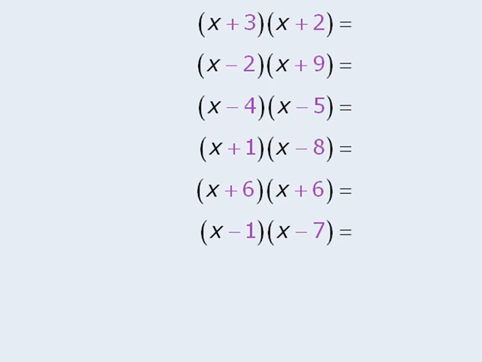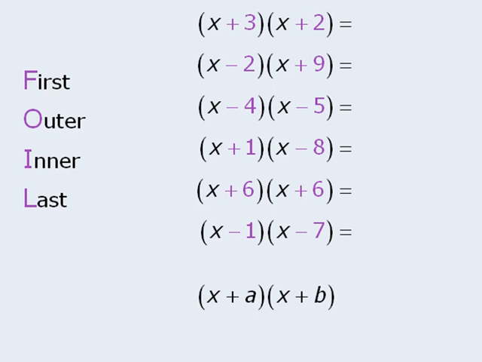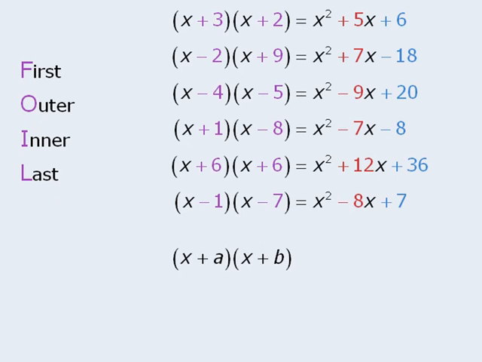We're going to multiply two binomials where each binomial has the form x plus or minus some constant. We'll use the FOIL method to expand these products, and when we do so, we get the following. Now first notice that all of these products have the same form. First we have x squared, then we have some multiple of x, such as 5x, 7x, and negative 9x, and finally we have a constant term. Now if we examine these products further, we can make some additional observations.